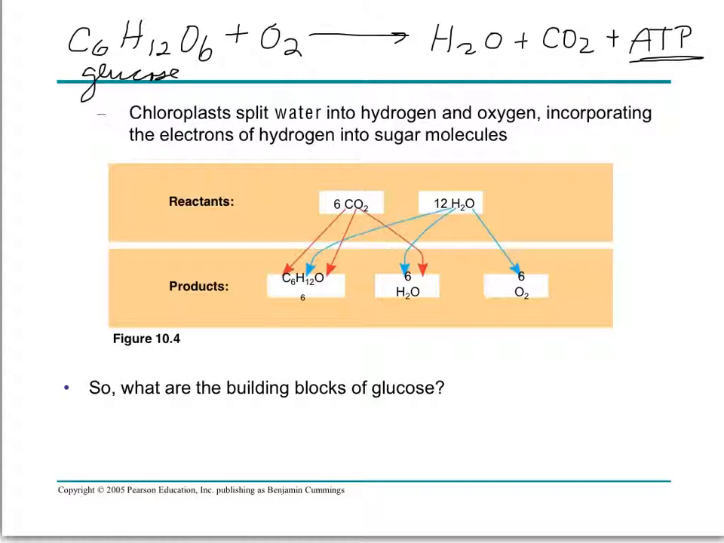So when we look at photosynthesis, we can see that it is the exact opposite of cellular respiration. We have carbon dioxide plus water yielding glucose, water in this case, and oxygen. So let's talk about what's happening in both steps, and I'll make sure to bring out where photosynthesis and cellular respiration have a similar mechanism.